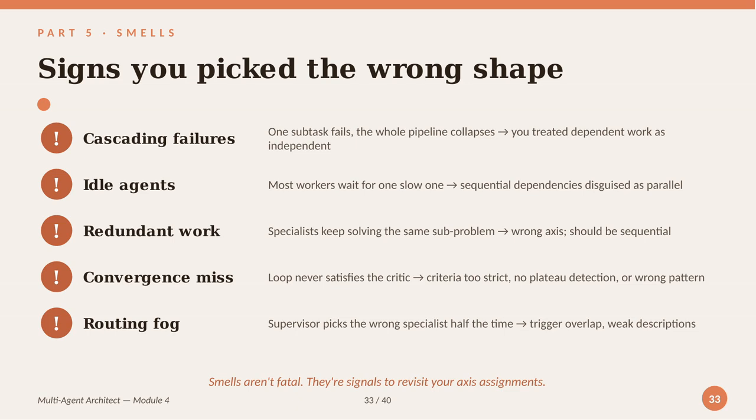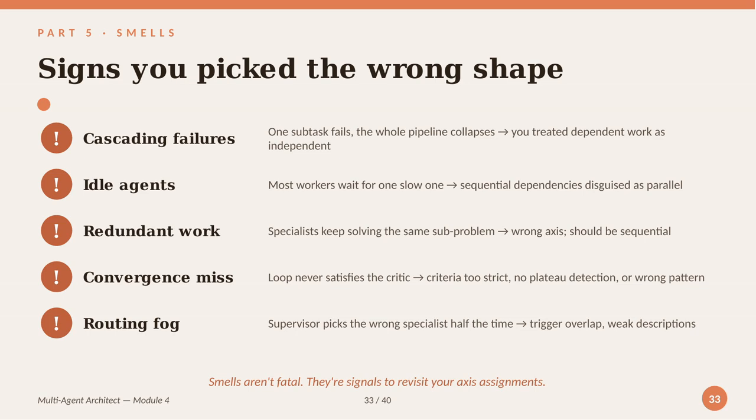Pattern smells. 5 signals that you picked the wrong shape. Cascading failures. One subtask fails, and the whole system collapses. That's a sign you treated dependent work as if it were independent, parallel, where you should have been sequential. The fix is to switch to a pipeline with explicit gates between stages.